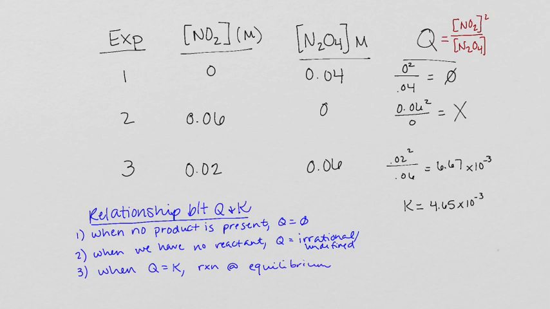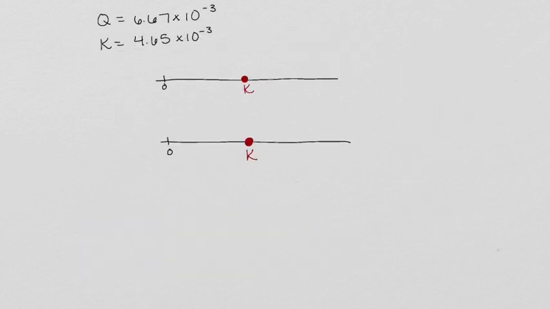So let's look at our scenario right here. We see that our K value is smaller than our Q value. So that should tell you which direction the reaction is going to go. Let's visualize this with a number line. In this scenario, I have two options. We can place Q as either less than K or greater than K. So here's our K value, 4.65 times 10 to the minus 3.